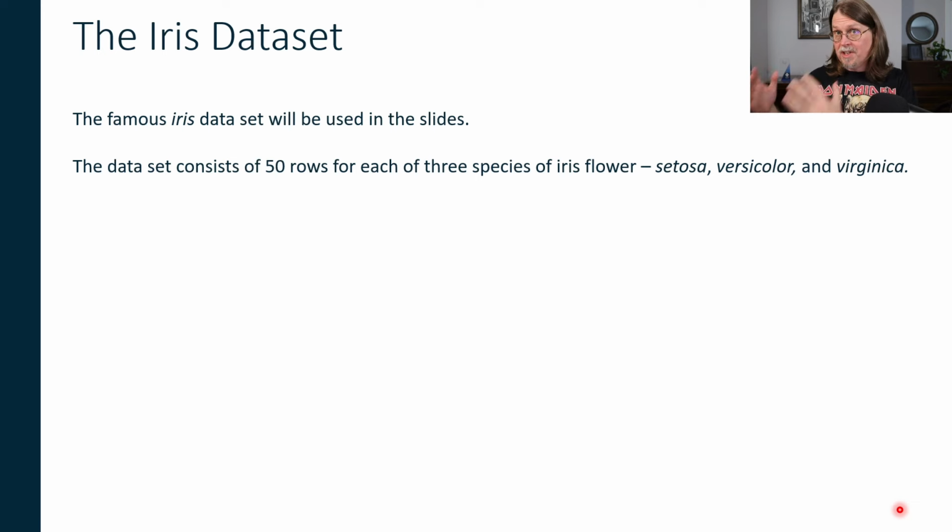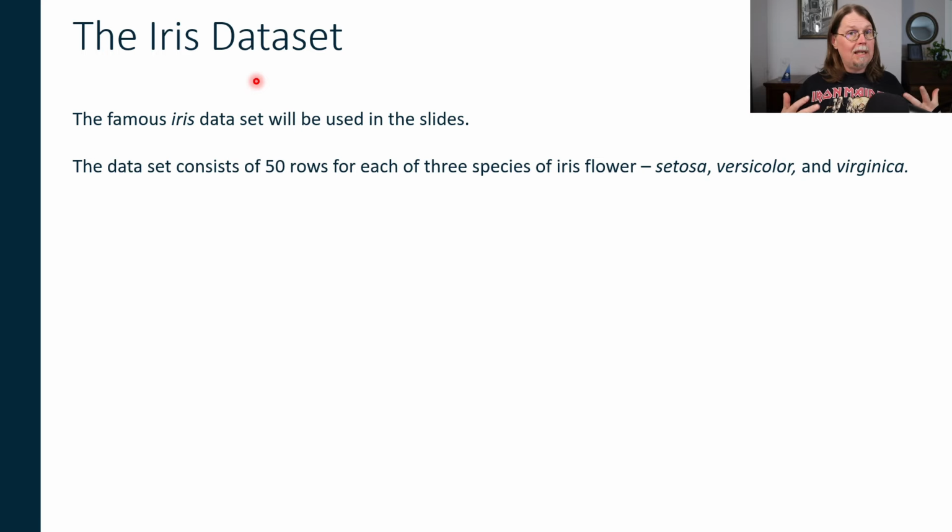So for this crash course on DBSCAN, of course, we're going to need some data. And the data set that we're going to use is a famous one from machine learning, which is the iris dataset. And this is going to be used throughout the slides. It will also be included in the code file that you can get if you opt for me to send you the files. So at a high level, what is the iris dataset?